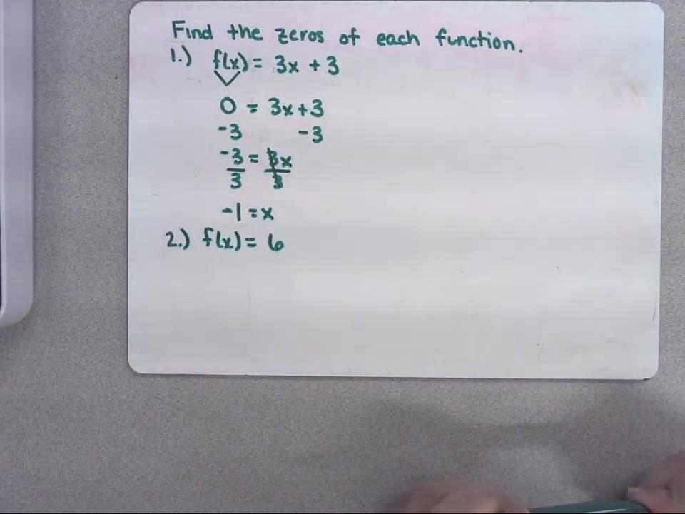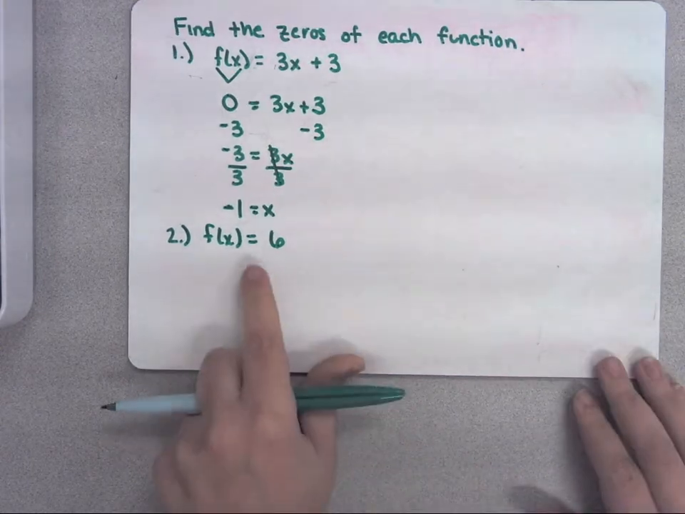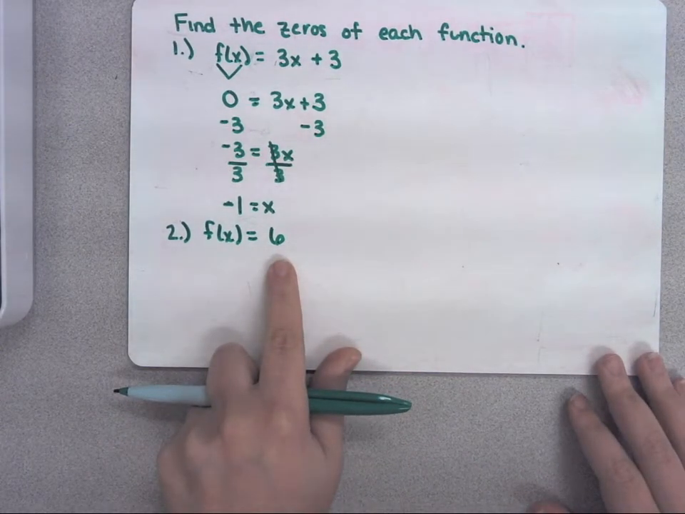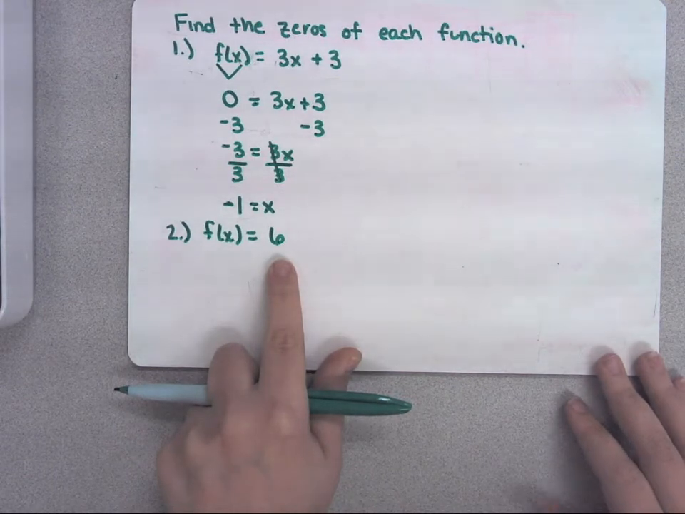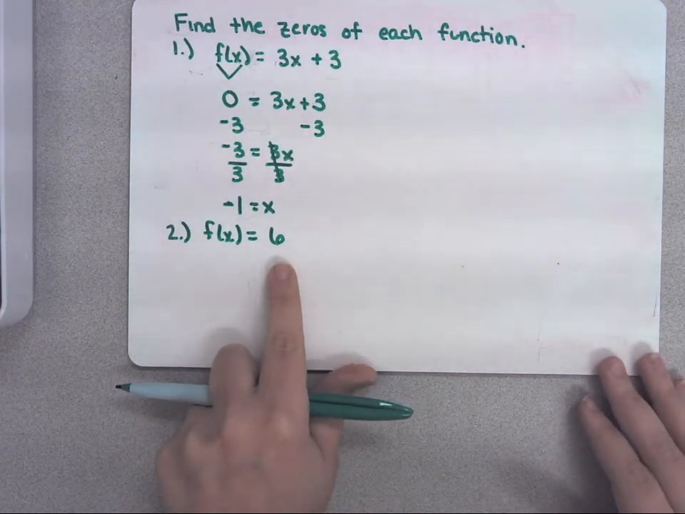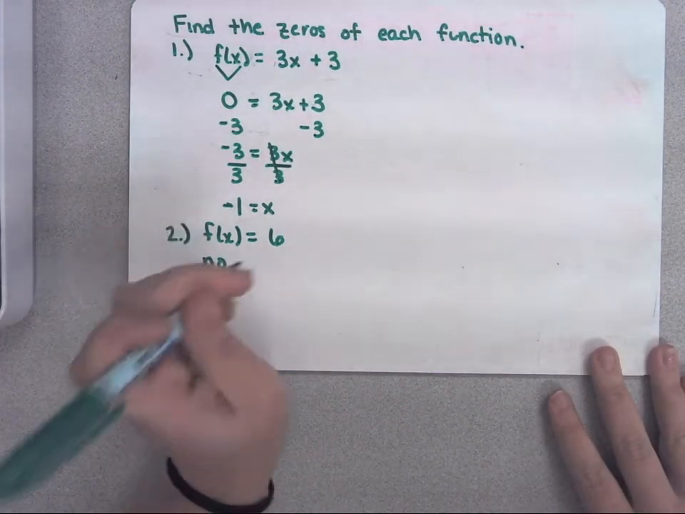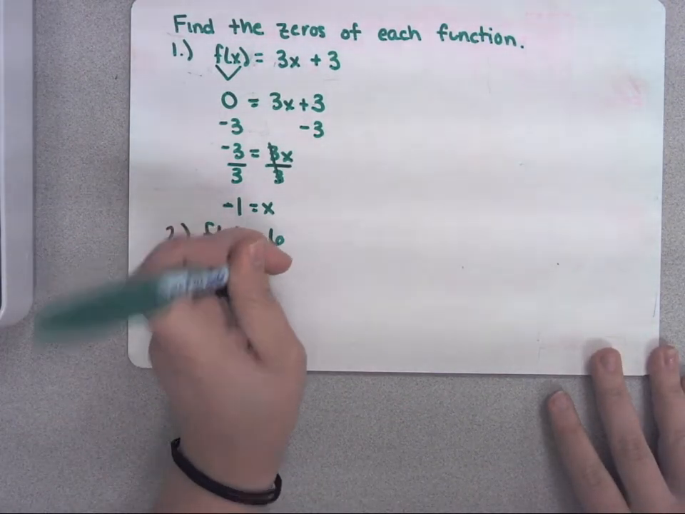Why? There's no x. Is there no x in this equation? My equation literally says 6, doesn't it? So there's no x in this equation, which means can we have an x-intercept? There's no x. No, 0.